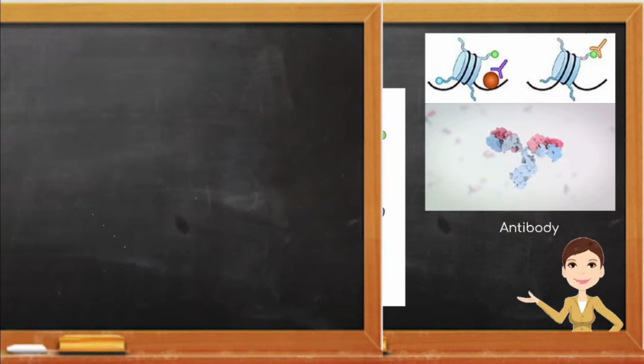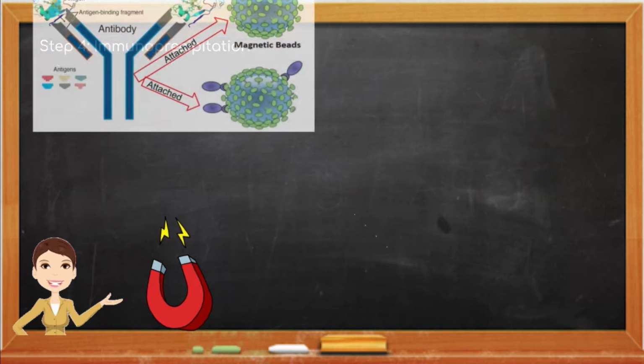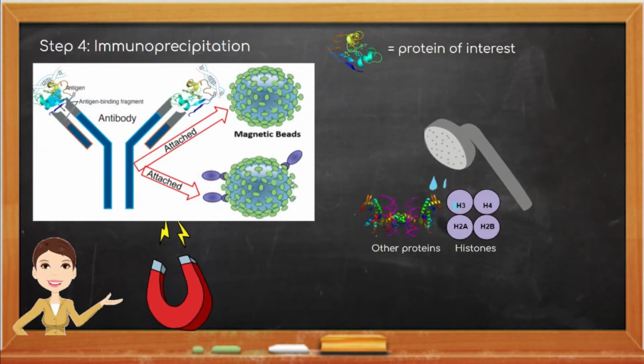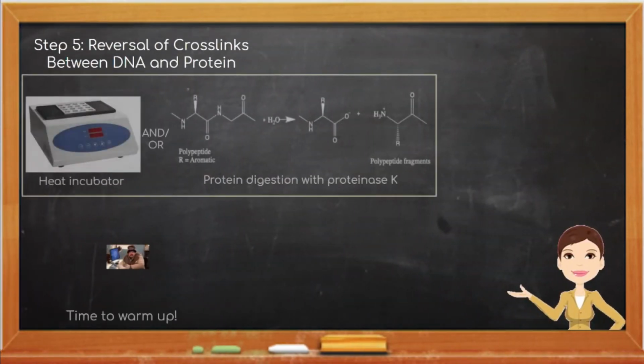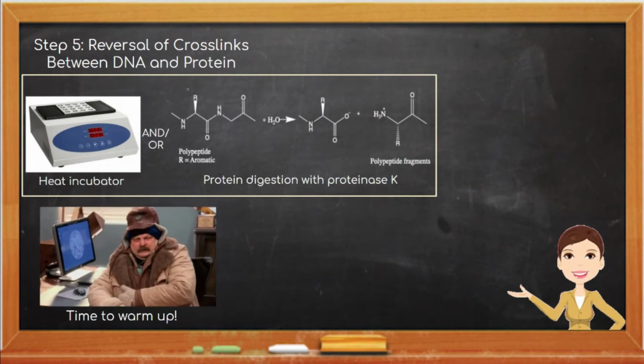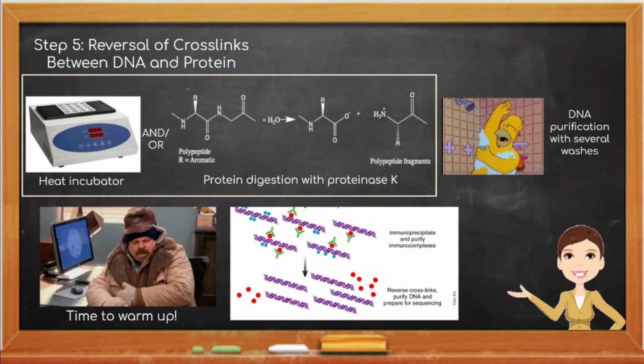The next step is immunoprecipitation. Here we use a magnet to isolate all of the antibody-bound proteins which we're interested in. We then wash away and digest the rest of the fragments and proteins, including histones. We then warm our sample. This basically reverses the gluing step and strips the DNA of all the bound proteins, including the associated histones. Once everything has been warmed up, we purify the DNA through various washes to obtain our target DNA sequence.